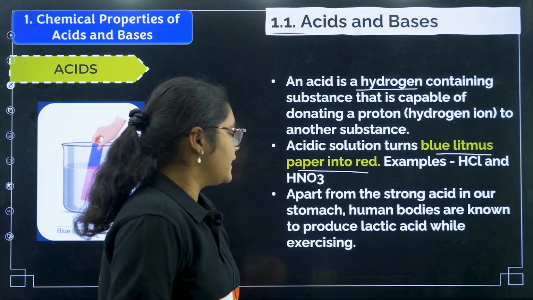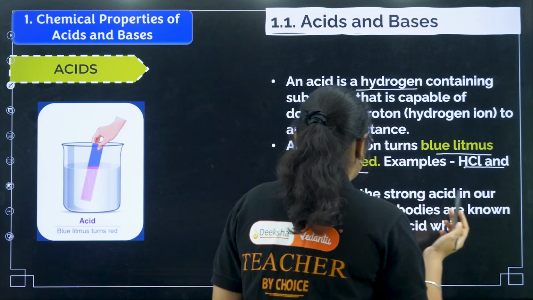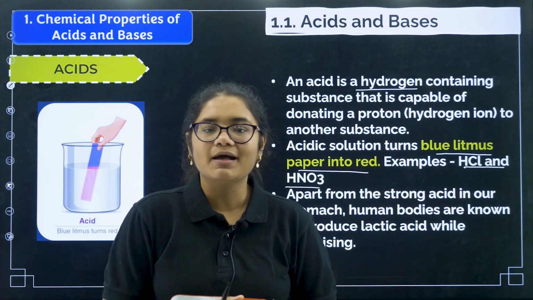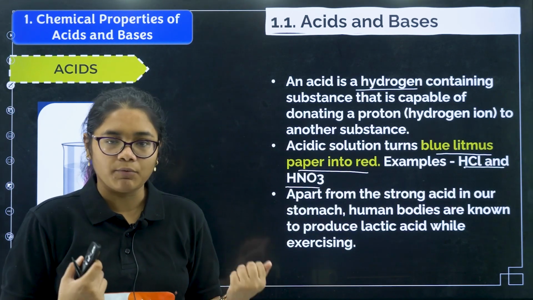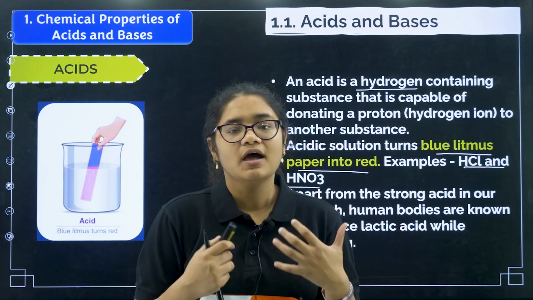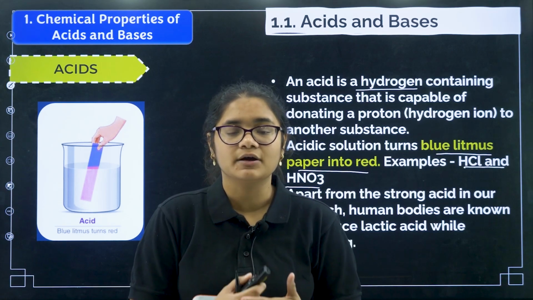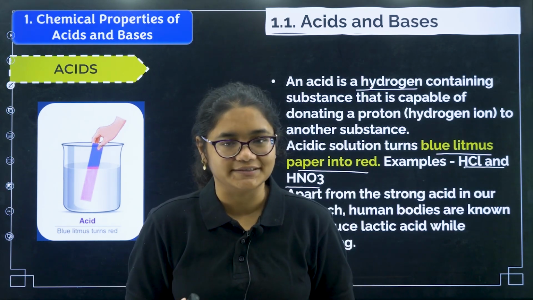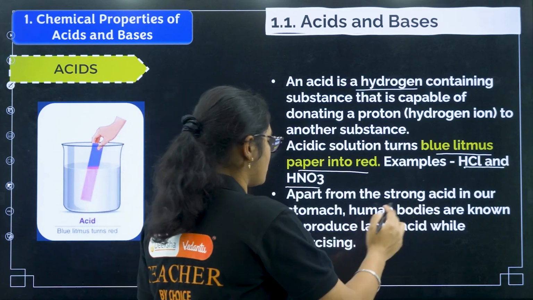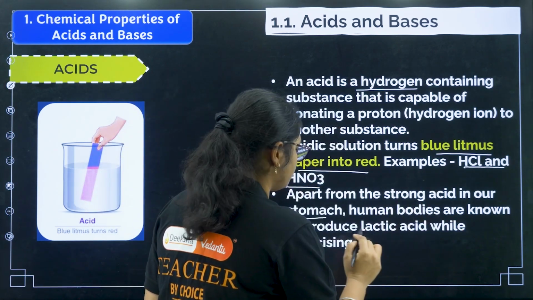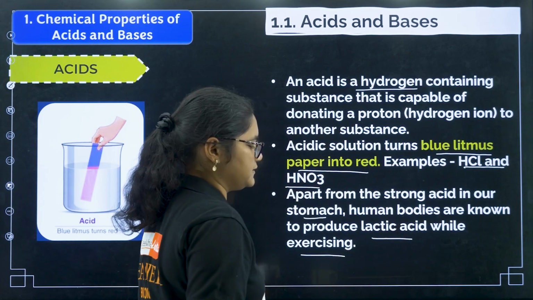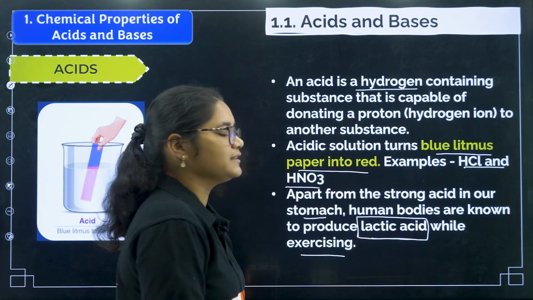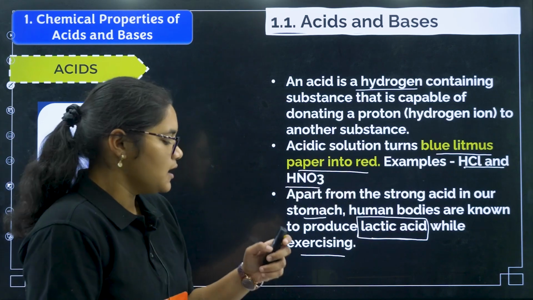Next, examples of some acids. You can see HCl and HNO3, these are examples of acids. Acids are also produced in the human body. During digestion, many acids are produced by the stomach to digest the food. Similarly, when you work out, the body releases acids. Apart from the strong acid in our stomach, human bodies are known to produce lactic acid while exercising. This is important to remember: which acid is produced during exercise? That is lactic acid.